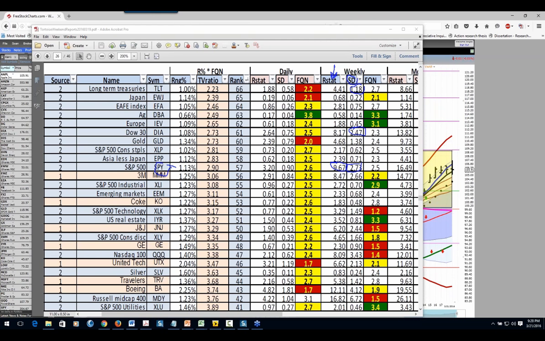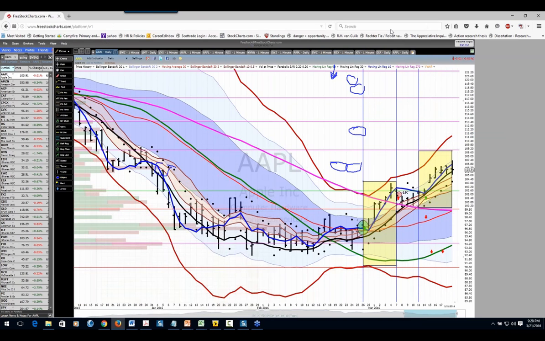So any questions on how to read that one? That's if you wanted to adapt this idea to the weeklies or to the daily charts using the frog box. That's how you would do it.